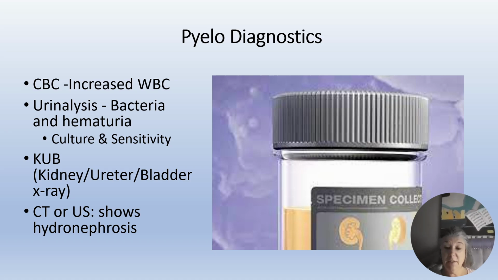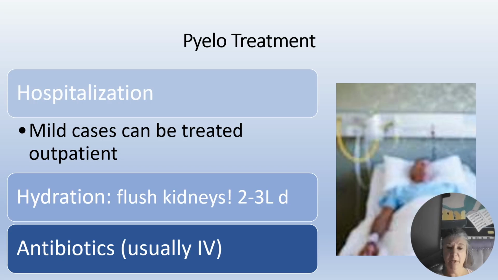So diagnostics for pyelo. Our X-ray that we do is called a kidney ureter bladder, so KUB. All right, KUB. Our CT for soft tissue stuff, and also that can show hydronephrosis. I think I said MRI earlier. Sorry about that. Should be CT. I apologize. Treatment. Our person, we may put them in the hospital for IV antibiotics. Okay. That's how serious this is because we don't want that infection turning into sepsis. Mild cases could be treated outpatient.